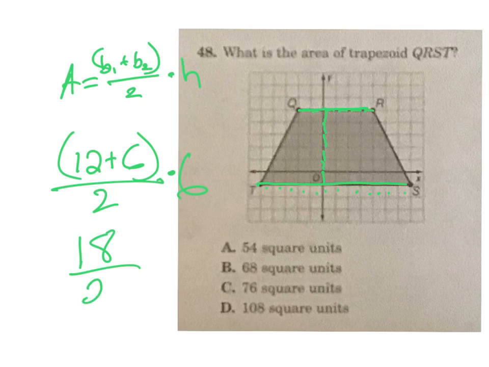18 divided by 2 times 6. Then I can do my division, which 18 divided by 2 is 9 times 6. And that equals 54 square units.